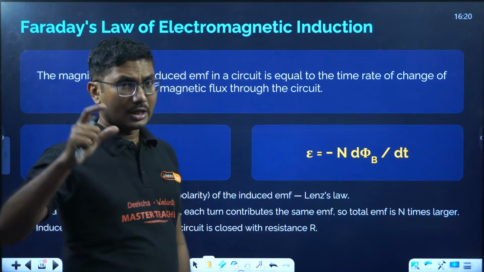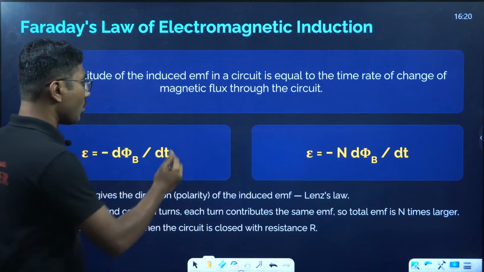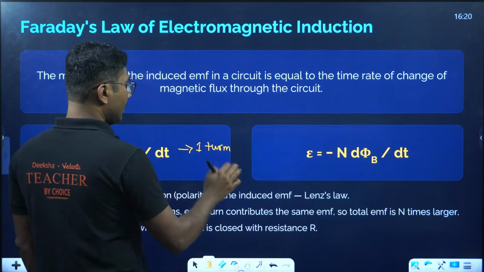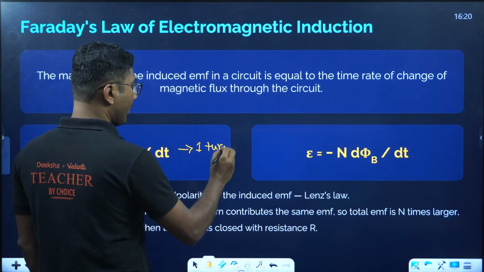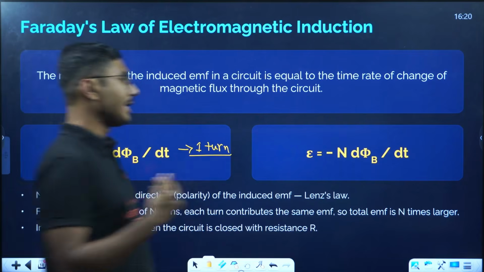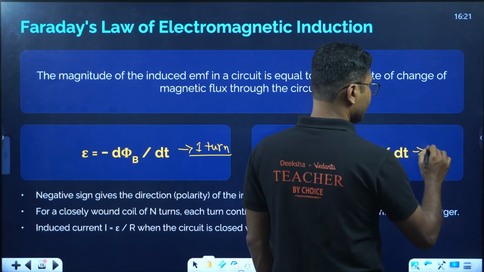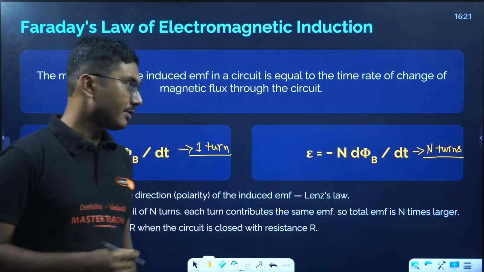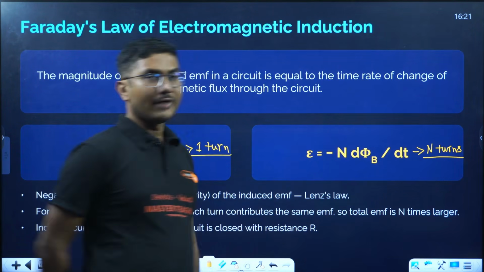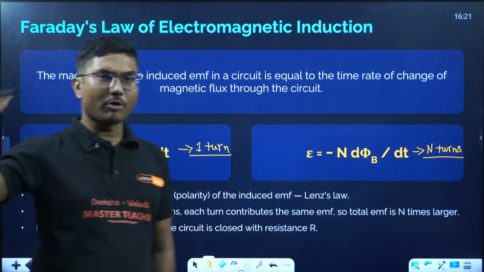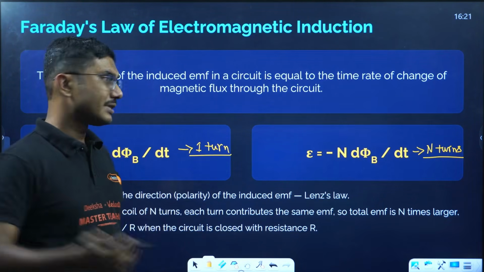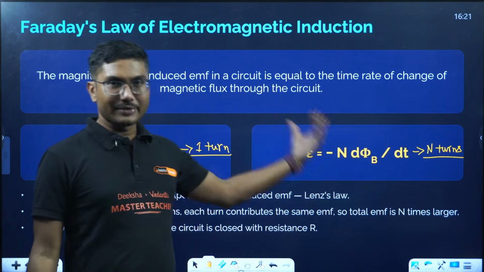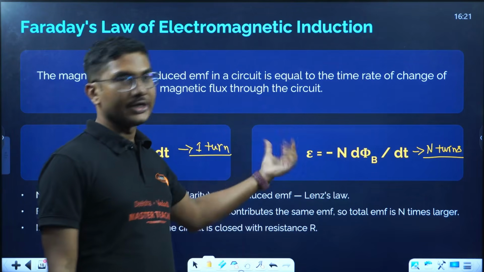Okay, now this is for one turn only. If the coil, instead of having one turn, has multiple turns, say for example n number of turns, then the induced EMF becomes minus n d phi B by dt. So you have to multiply by n. Same process that we have followed in the previous cases, for one coil versus n number of coils, you need to multiply with n. Same thing you need to do over here as well.